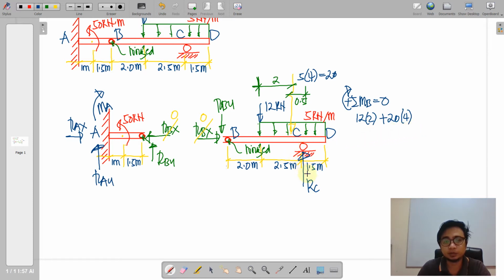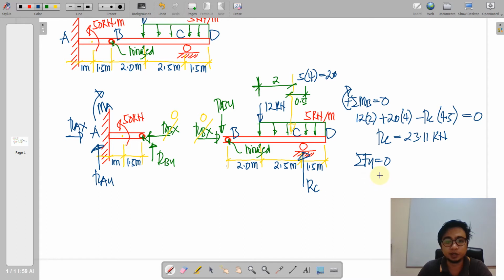Okay, so for RC, we have a counterclockwise RC, and the moment arm is 4.5 meters. So all of this shall be equal to 0. So solving for RC, we have that one equal to 23.11.